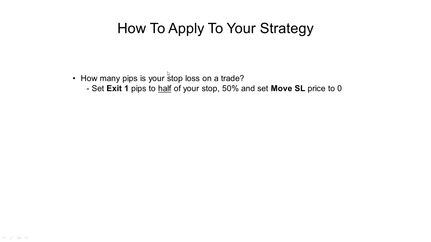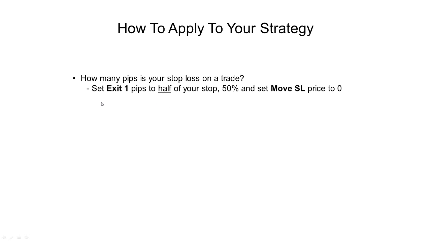Figure that out, and then the next step here is set exit 1, set the pips to half of what your stop is, then put it at 50%, and you can play around with these percentages and tweak it to fit your strategy how you'd like. And then set your move SL price to 0. So basically you're telling it to move to break even once you reach half of your stop loss. You see that? Does that make sense?